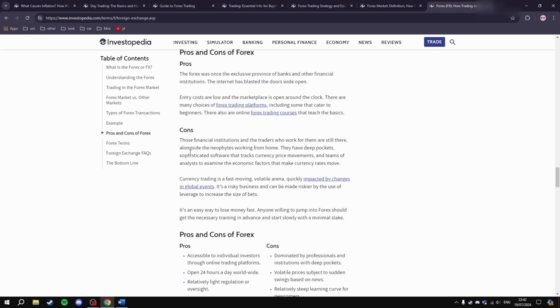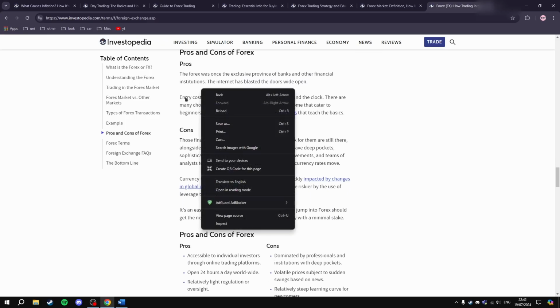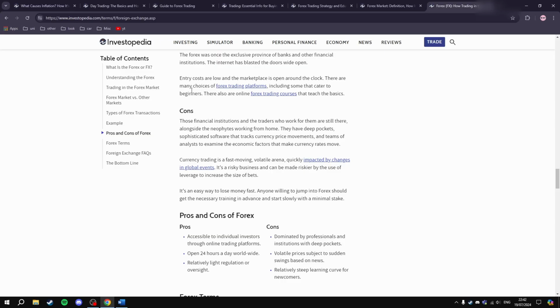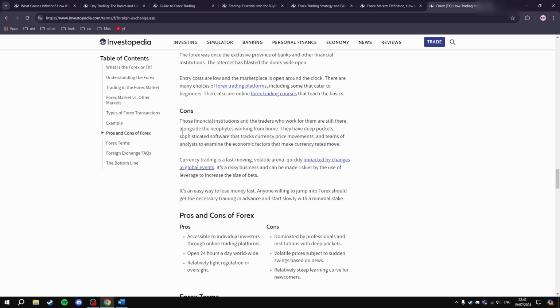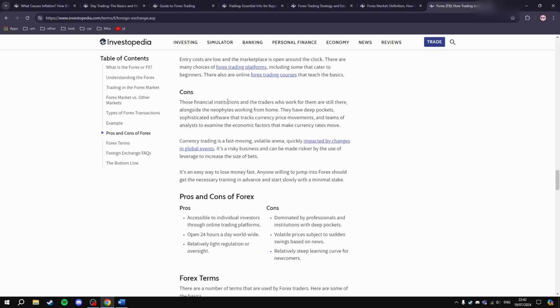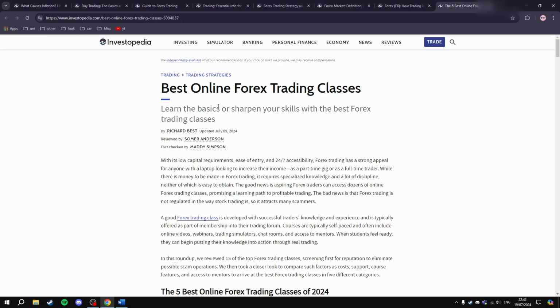So, pros and cons of Forex. Pros. The Forex was once the exclusive province of banks and other financial institutions. The internet has blasted the doors wide open. Entry costs are low and the marketplace is open around the clock. There are many choices of Forex trading platforms, including some that cater to beginners. There are also online Forex trading courses that teach the basics. Ooh, you know what? This is kind of interesting. Best online Forex trading classes.